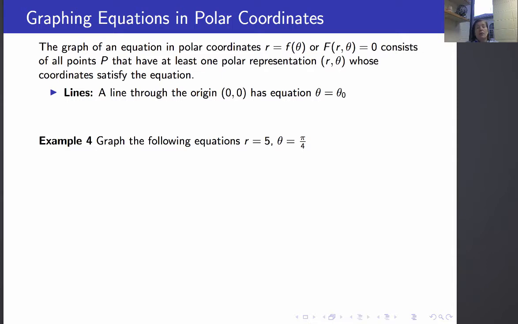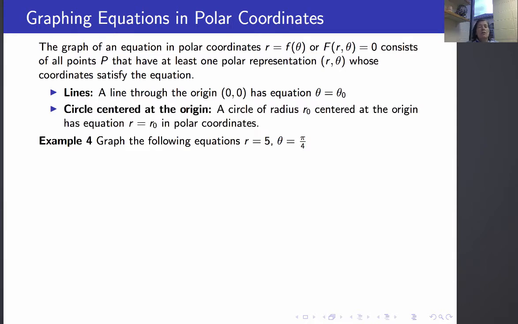The equation of a line through the origin is very simple. If the line makes an angle theta naught with the positive x-axis, then every point on that line has some polar representation r, theta naught, so it satisfies the equation theta equals theta naught. Vice versa, any point satisfying the equation theta equals theta naught lies on this line. So the equation of that line is the simple equation theta equals this fixed angle theta naught.